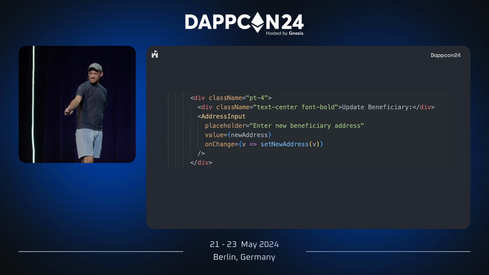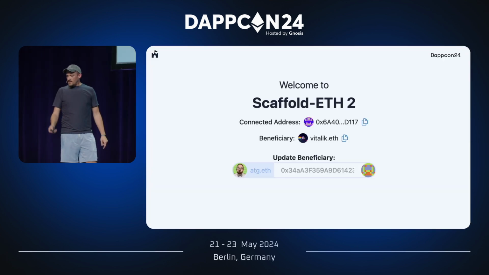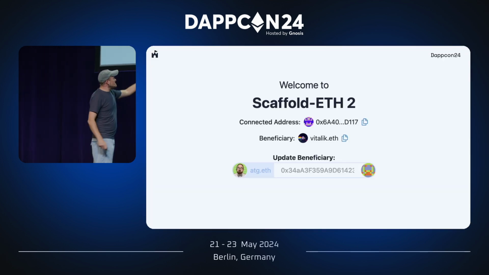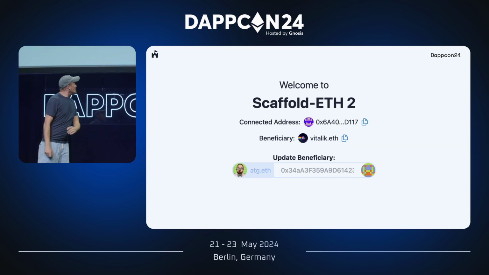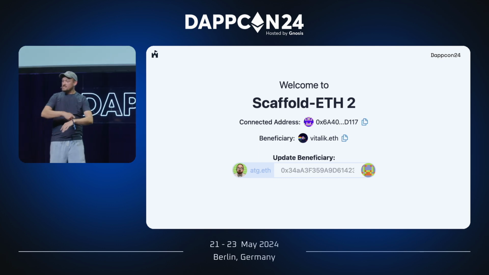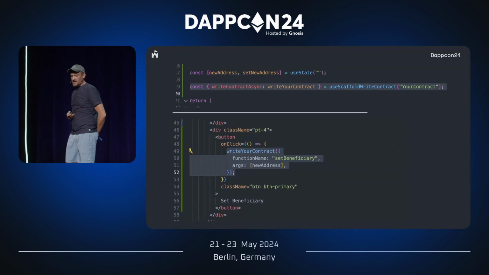So you'll notice I have some state, new address, some onChange that updates that, and then it gives me that nice text box there. So I type in atg.eth or I paste in some address, and it gives me this kind of nice ENS avatar, ENS name, blocky, all of that stuff out of the box.